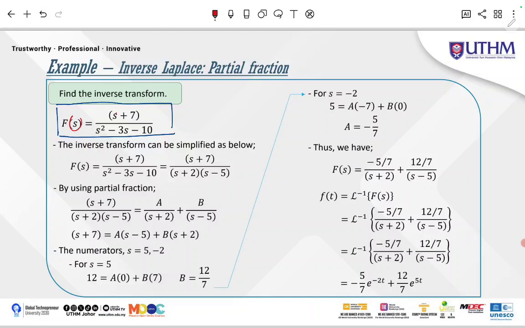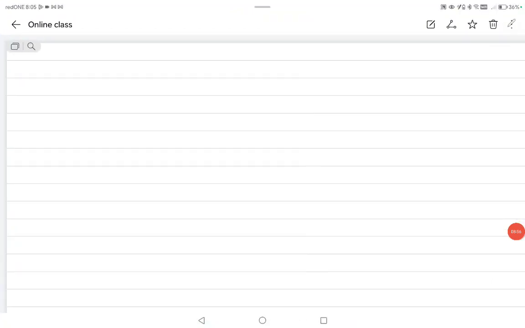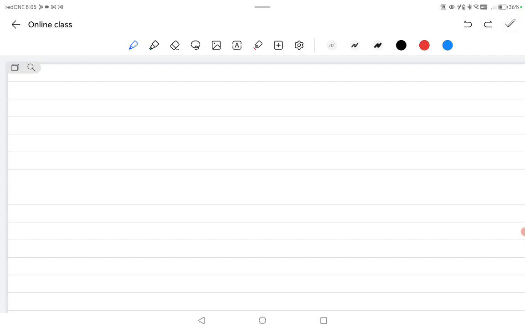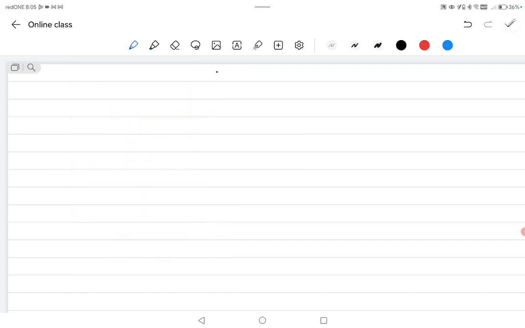Okay, so let me use the blank sheet like this, so that it is easy to look at one by one or step by step. So where's the pen here? Using the blue color. We have the Laplace transform F. Sorry again.